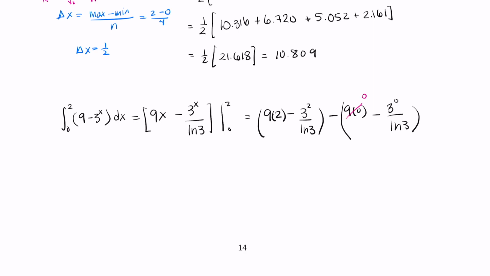Well, 9 times 0 is just 0, so we're left with 18 minus 9 over the natural log of 3 minus 1 over the natural log of 3. And when you input this on your calculator, you get about 10.718. And as you can see, that's fairly close to our estimate using 4 rectangles.